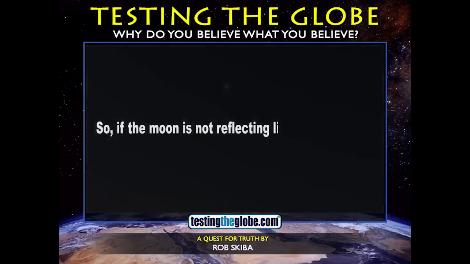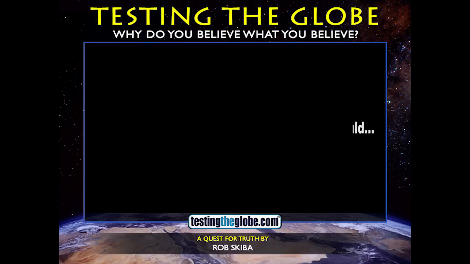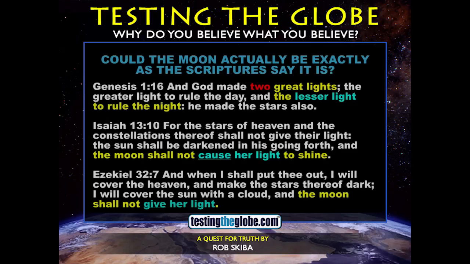So, if the moon is not reflecting light as it should, could the moon actually be exactly as the scriptures say it is? You've got a number of scriptures saying that the moon is a light. It's a lesser light, according to Genesis. And in Isaiah and Ezekiel, it talks about the moon causing her light to shine or giving her light. There's nothing in Scripture that indicates that it's a reflector.